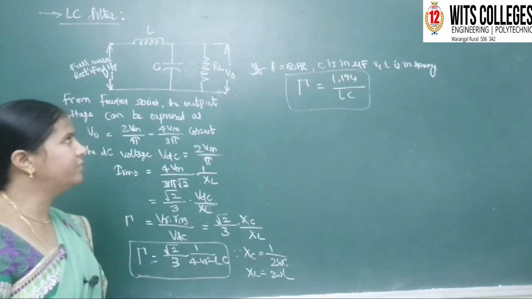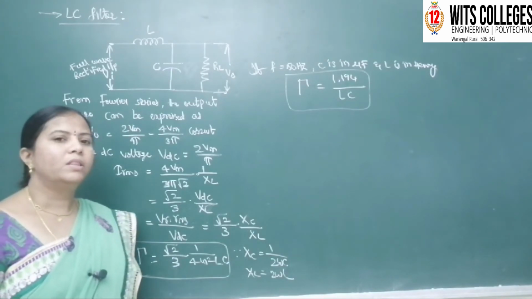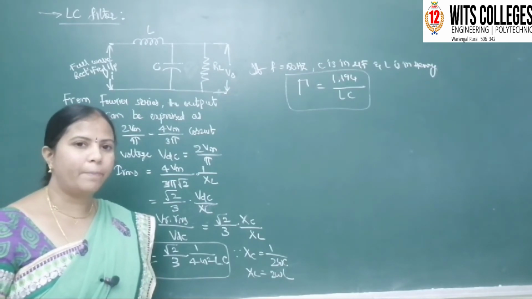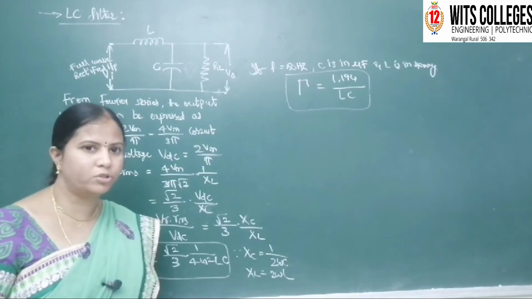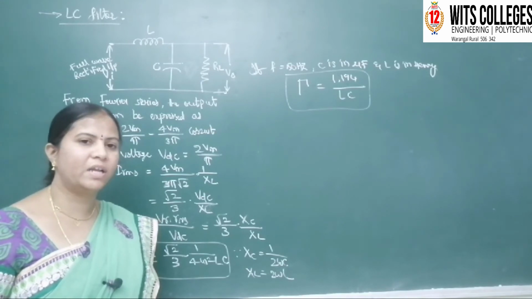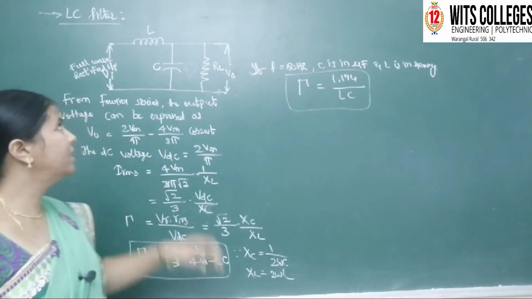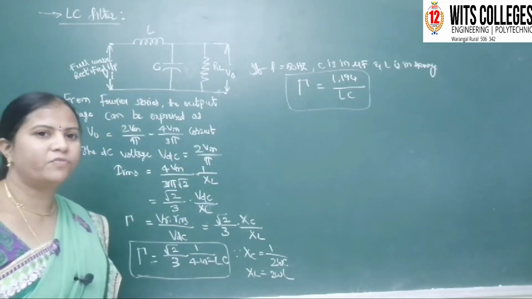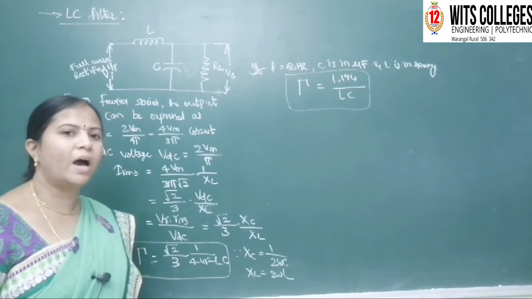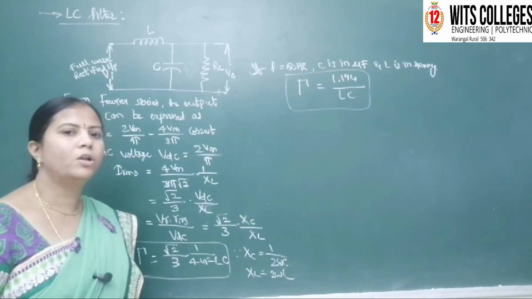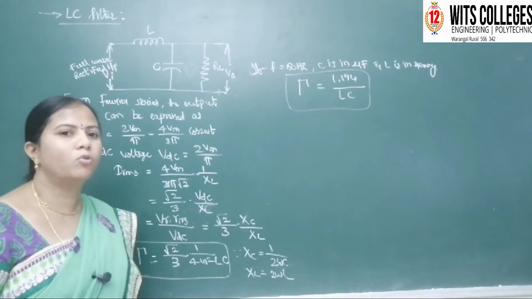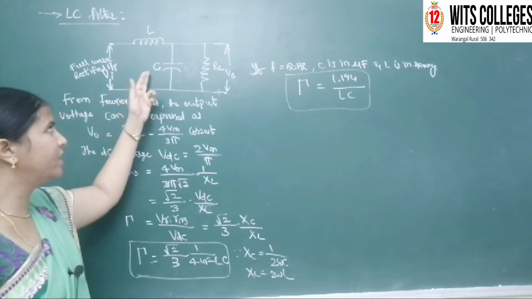Coming to the LC filter, in the inductor filter the ripple factor is directly proportional to the load resistor RL, and in the capacitor filter the ripple factor is inversely proportional to the load resistor RL. If you combine these two types of filters, the inductor filter and the capacitor filter, we get the LC or L section filter. Therefore RL will be independent of the ripple factor. So we make the ripple factor independent of the load resistor RL if we combine the inductor filter and capacitor filter.